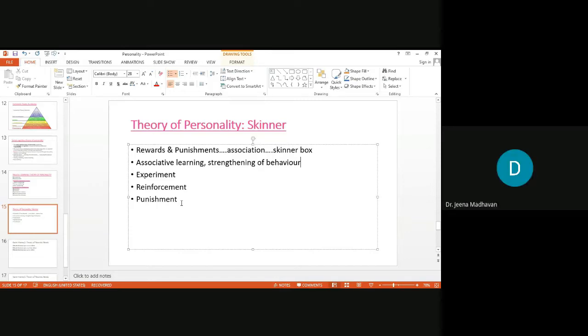So we can say that operant conditioning is a type of associative learning process. It's better you just write this down. This is an important sentence, an important point. Please write it down. Operant conditioning.